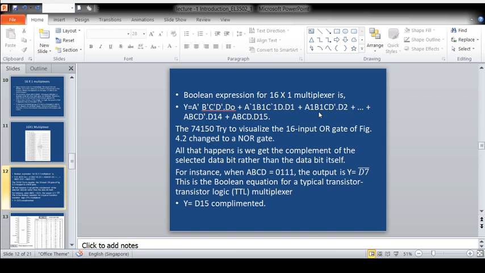Similarly, for other inputs, there are different combinations of ABCD starting from 0000 to 1111. Corresponding to that, if there is 0001, D1 will be steered at the output. If you have 0010, then D2 will be steered at the output. And similarly, at last, if ABCD is 1111, all the above 15 AND gates are going to be disabled. Only the last AND gate, which has ABCD as 1111, is going to be enabled, and D15 will be steered at the output. So this way, the 16 to 1 multiplexer is possible.